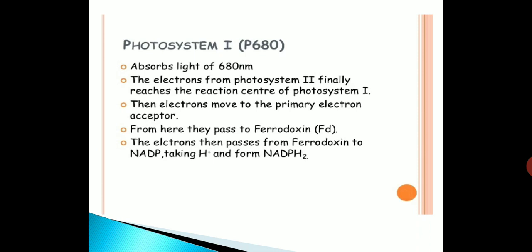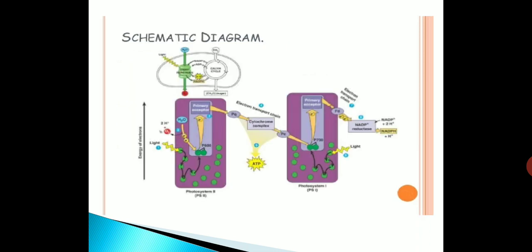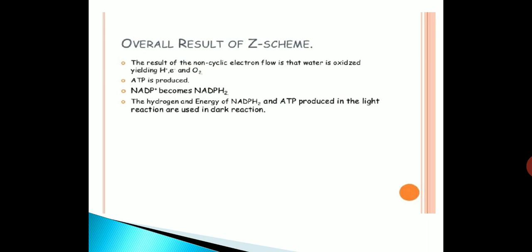Then electrons move to the primary electron acceptor. From here they pass to ferredoxin, that is FD. The electrons then pass from ferredoxin to NADP, taking H plus, forming NADPH2. Here is the schematic representation diagram of these two photosystems 1 and 2.